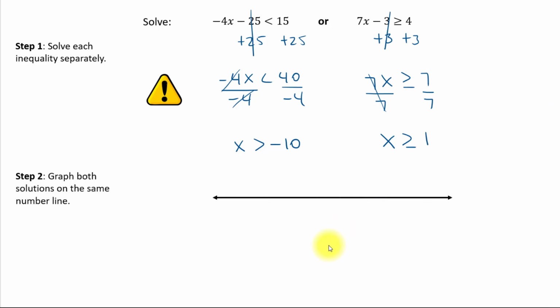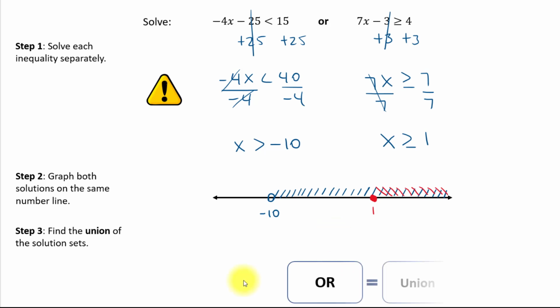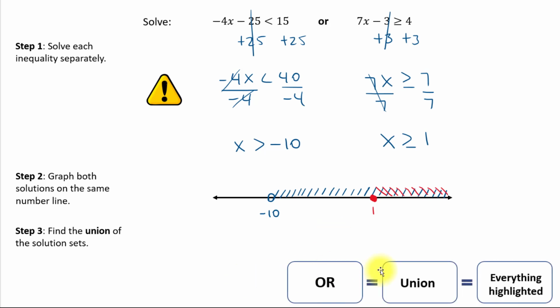Next, I'm going to graph both of the solutions on the same number line. I place an open circle at negative 10 and highlight to the right because x is greater than negative 10. For x that's greater than or equal to 1, I'm going to place the closed circle at 1 and also highlight to the right because it's greater than or equal to 1. And after I graph both solutions on the same number line, I have to find the union of solution sets. Here I'm going to remind myself that union is represented by the highlighted portion of the number line.